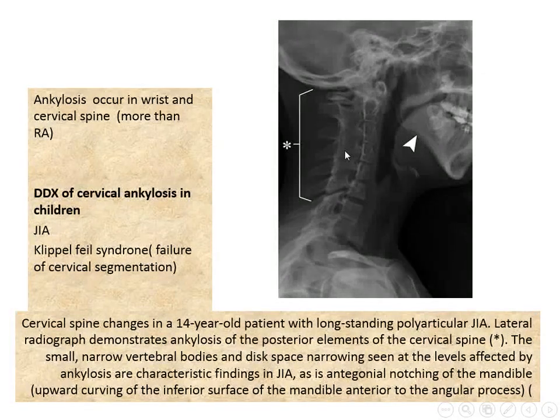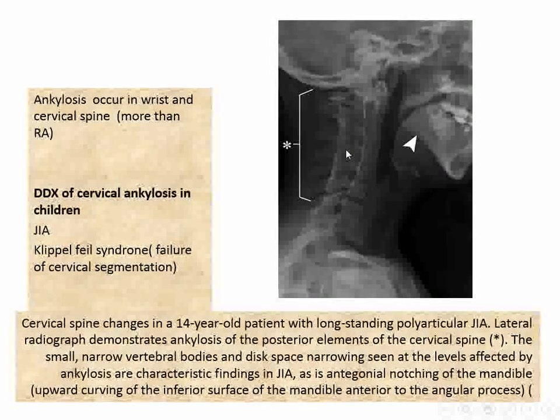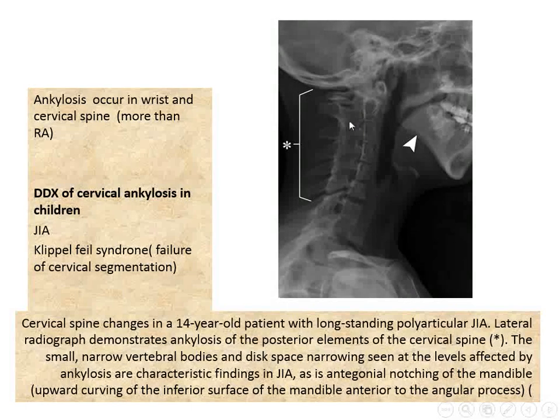This picture, which is a lateral cervical spine X-ray, shows the fusion of the facet joints at multiple levels, not segmented, and see also the narrow and small vertebral body at the same level. This is seen mainly in juvenile rheumatoid arthritis.